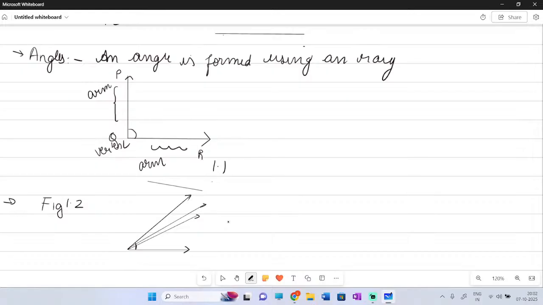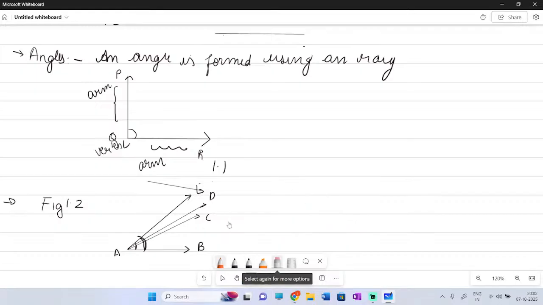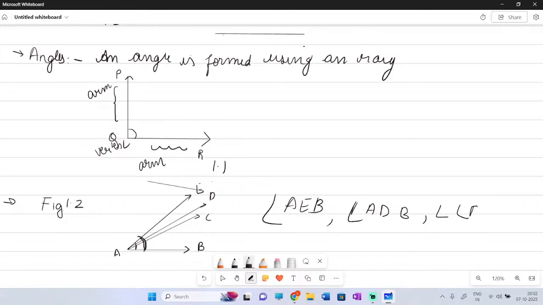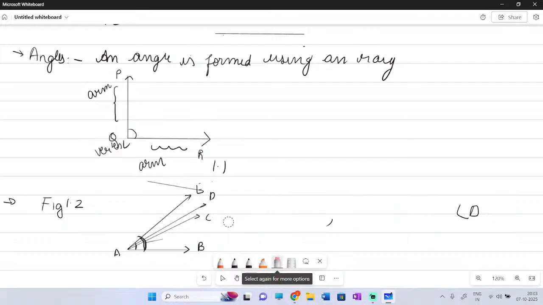Angle AEC, B, and here it is E and D. This is a representation of an angle. Here one angle, here another angle, and here a whole angle. And this full angle you can write as angle AEB. You can say angle AEB, angle ADB, angle DCB, DC, DAC only, DAC. Like that, an infinite number of angles can be formed here.